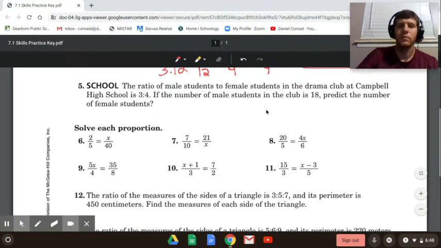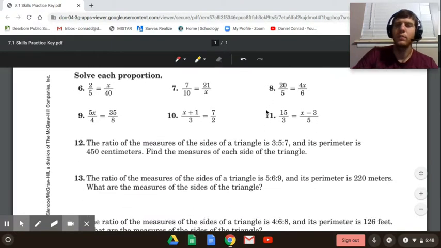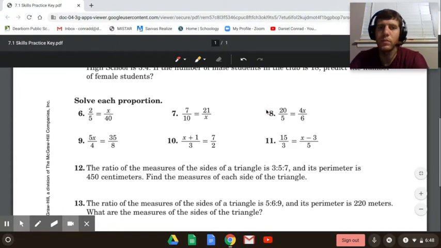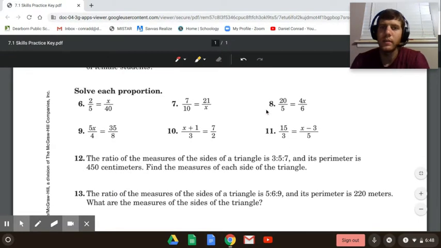Okay, let's skip over 5 and look at solving our proportions. So to solve a proportion, right? A ratio compares 2 values. A proportion is 2 ratios that are equal to each other. So here we have the ratio of 2 to 5 and x to 40. And they're called a proportion because those ratios are equal.